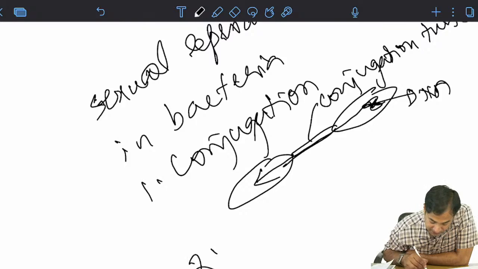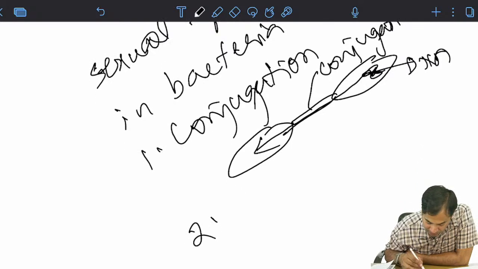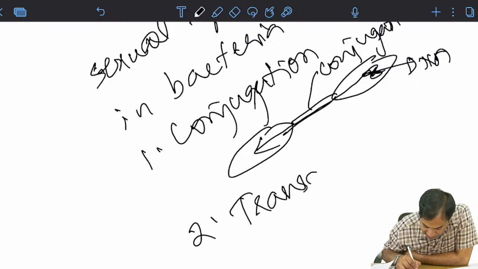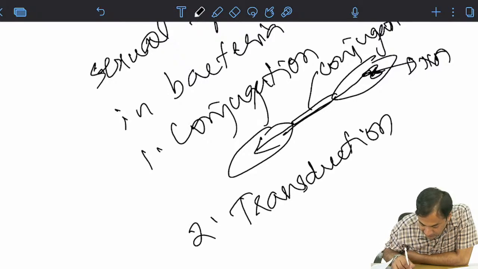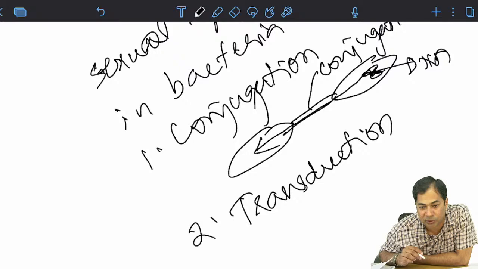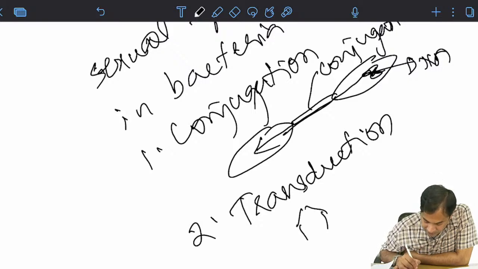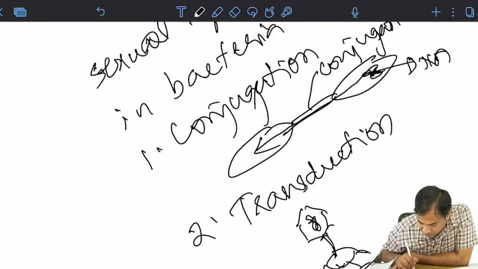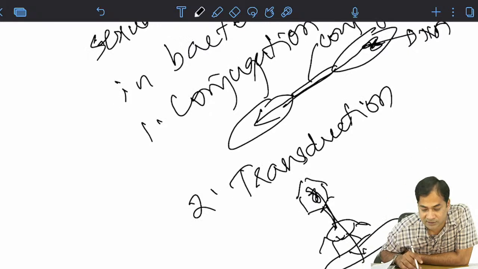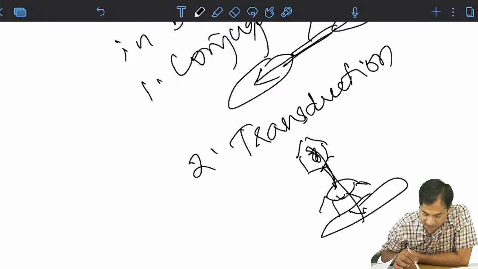Then the second type of sexual reproduction in bacteria is called transduction. Transduction you have learnt in second PUC, in the molecular basis of inheritance chapter, where you learnt the Hershey and Chase experiment, where a bacteriophage transfers its DNA to bacteria. It delivers its DNA to bacteria, that is transduction. So transfer of genetic material from bacteriophage to bacteria is transduction.